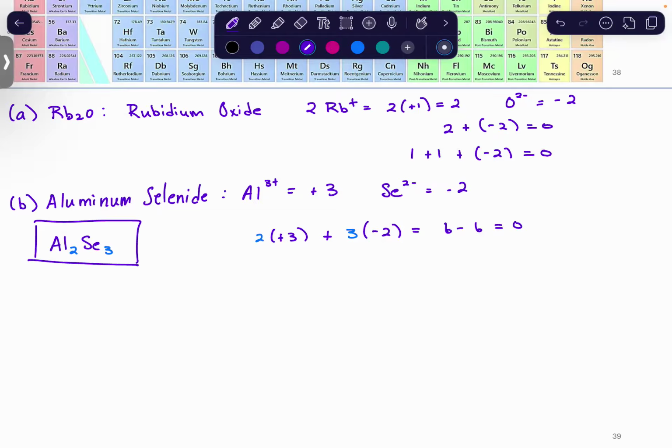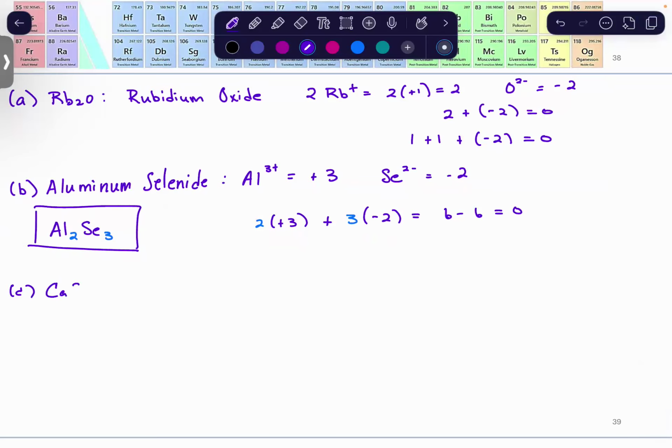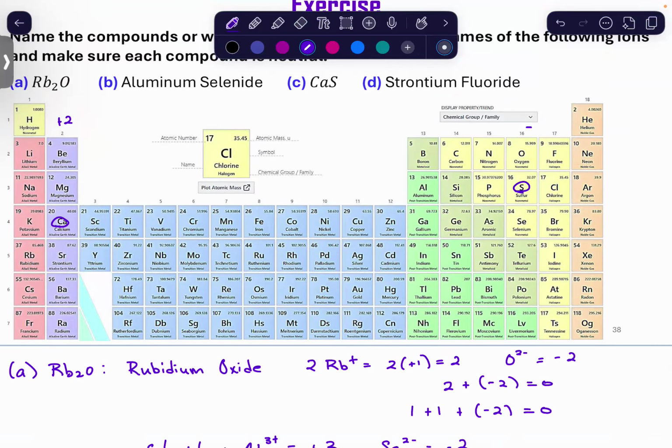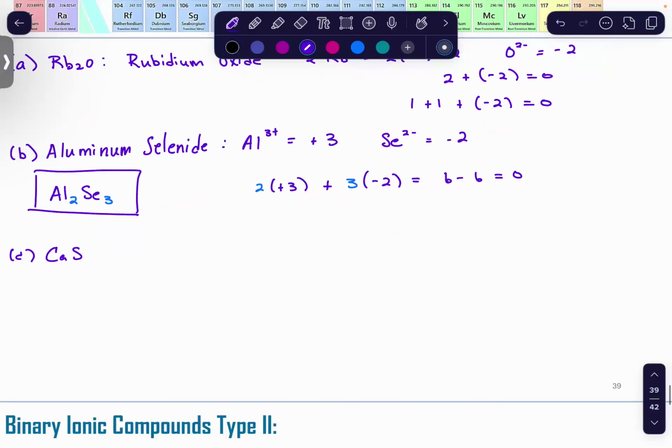Okay, so part C. Yep, CaS. All right, where's Ca? Ca is right here. That's calcium. This group is the +2 group. So then sulfur is right there. Sulfur's group is the -2 group. Well, this works out really nicely. So it's calcium sulfide.